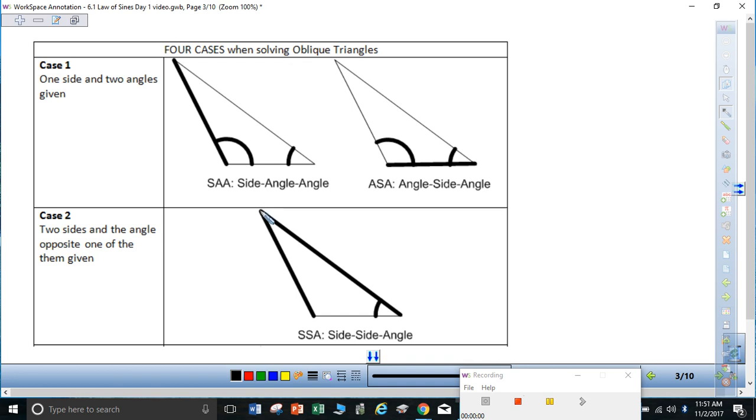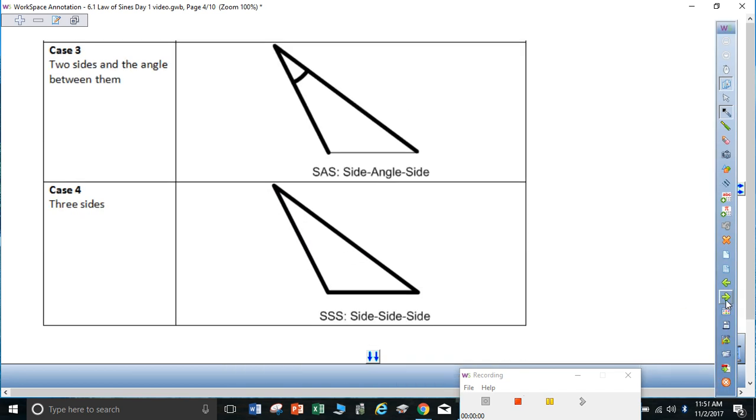Case 2 is if two sides and the angle opposite one of them is given. So this is an SSA. So these are the two sides, and this angle is given. Notice how it's opposite of one of the given sides. Case 3 is when two sides are given and the angle in between them is given. We call this an SAS, the side angle side. And then finally, case 4, SSS, where all three sides are given, no angles.